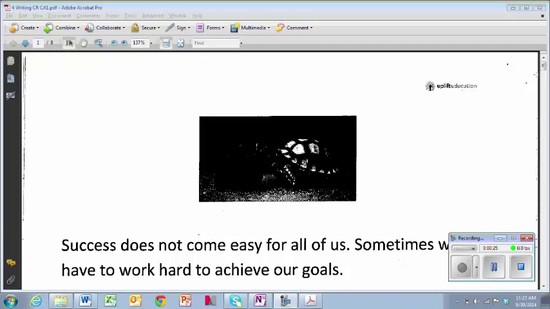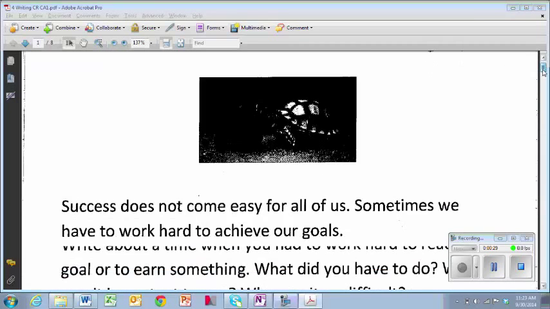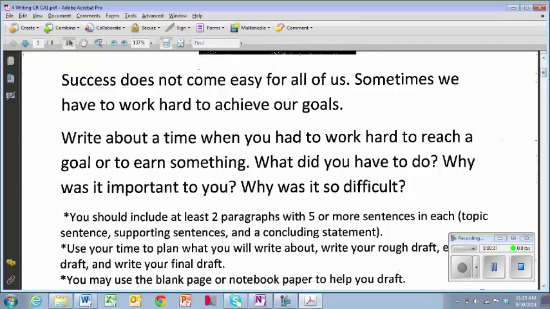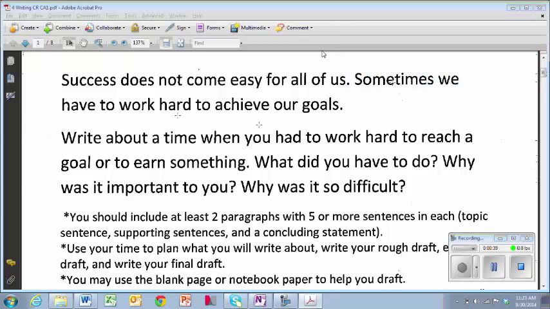So when you first open a scholar's response, you'll see the prompt is right here. So they are answering the prompt: write about a time when you had to work hard to achieve a goal or to earn something. And so this would be a narrative prompt, so they should be following the structures of a narrative composition, as well as writing about how hard they worked, what the goal was, or what it is that they earned.